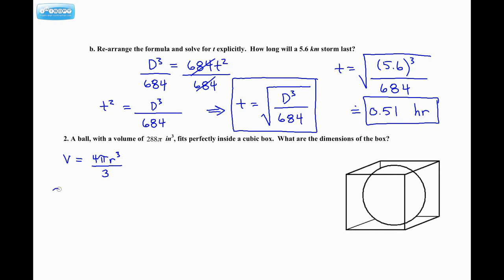So I'm just going to replace v with 288 pi. So that is equal to 4 pi r cubed over 3. So now all I need to do is isolate r. So I need to get rid of this 4 pi over 3. Well, first of all, I'm going to get rid of this division by 3 simply by multiplying both sides by 3.